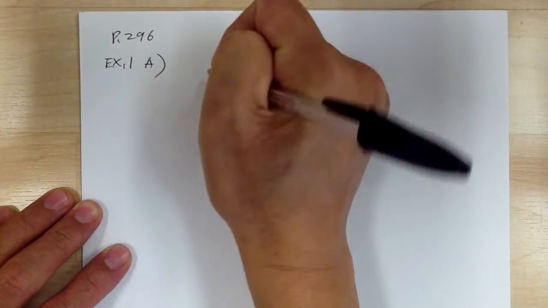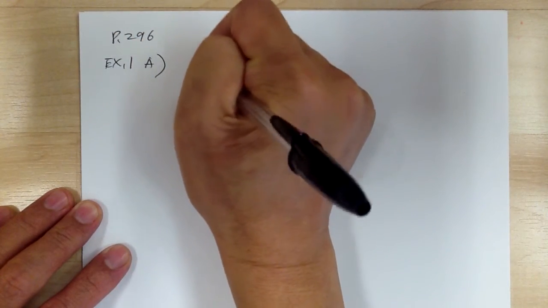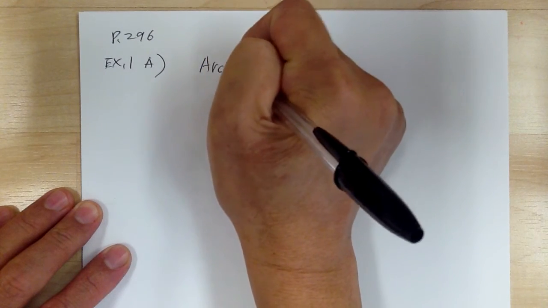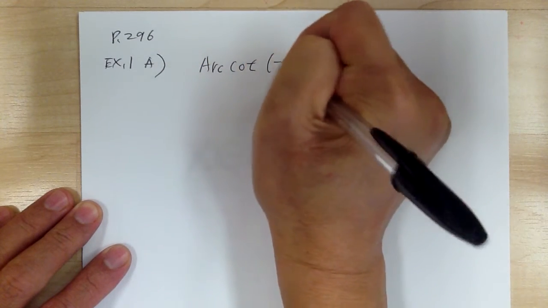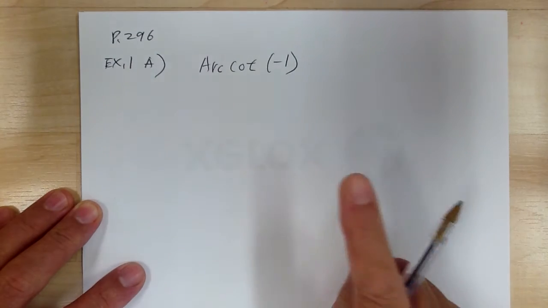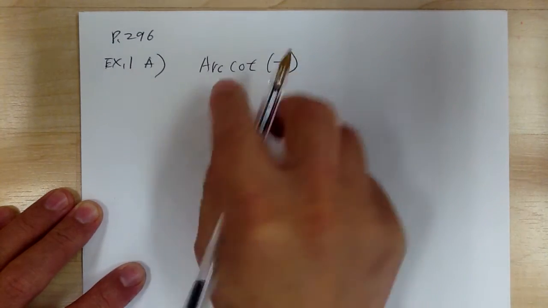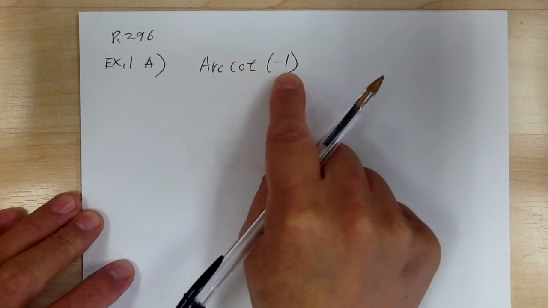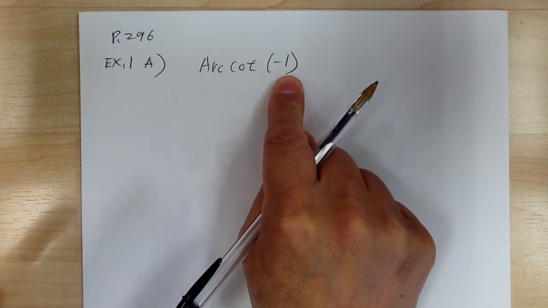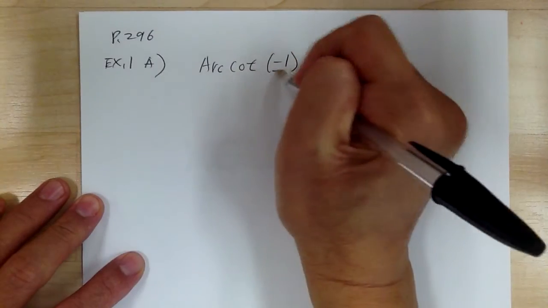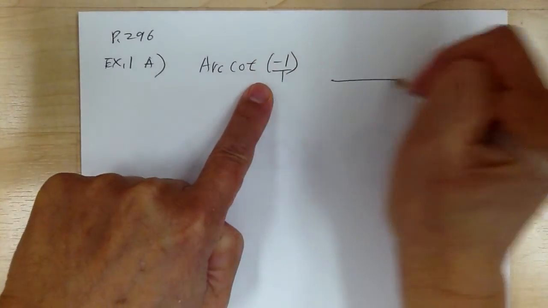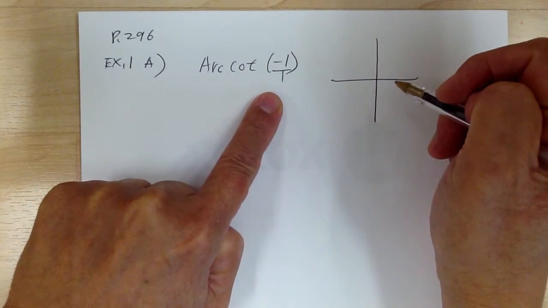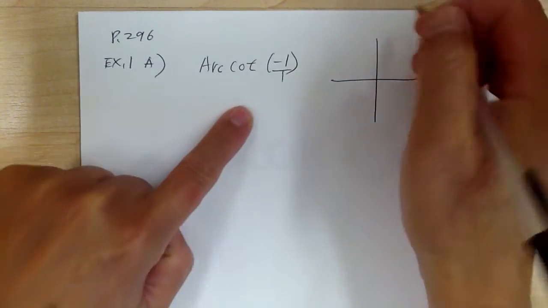Part A: you want to evaluate arc cotangent of -1. Remember, whenever you see an inverse function, right away you have to think of an angle. So you need to use that to draw a triangle to figure out what angle this is. Go ahead and draw your triangle. Negative cotangent is going to be in quadrant 2, so it's negative.